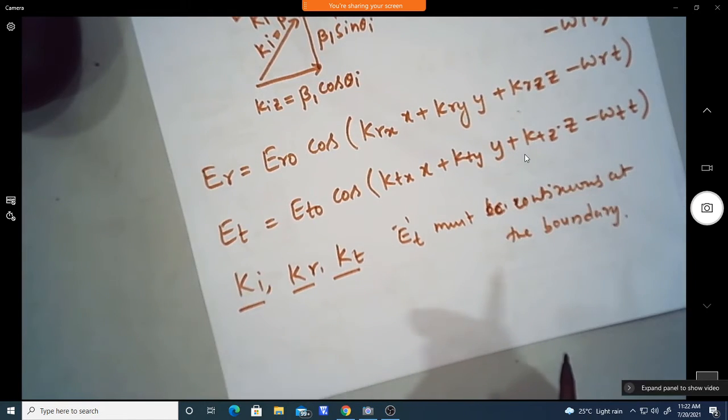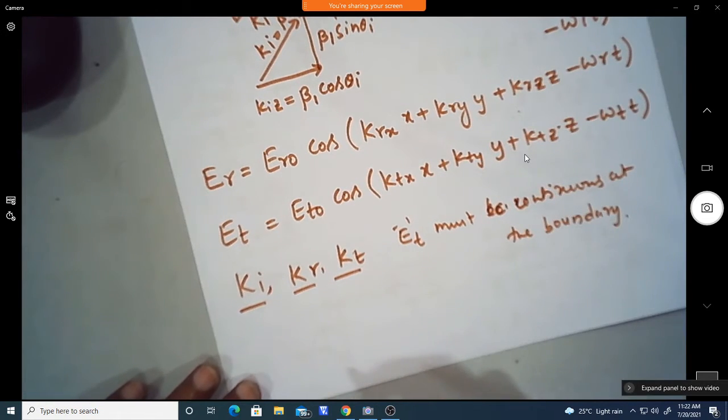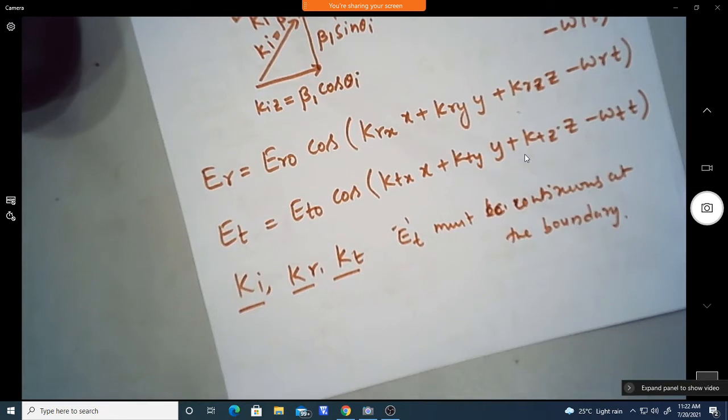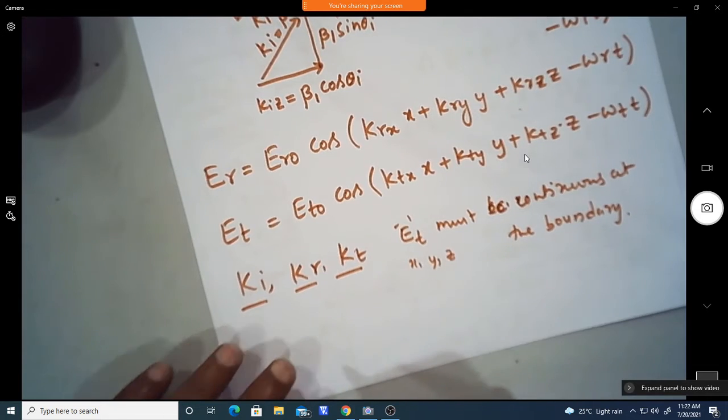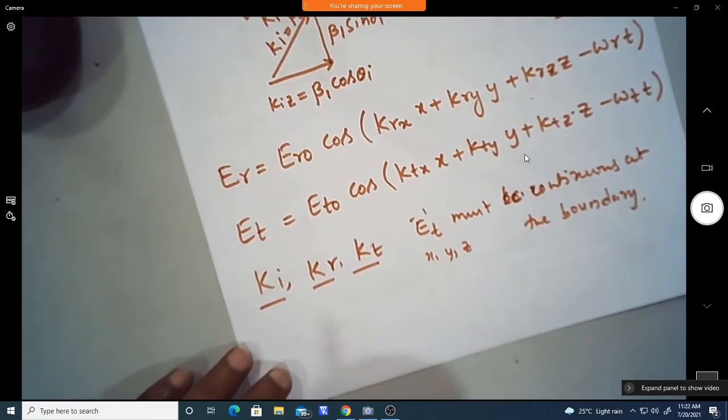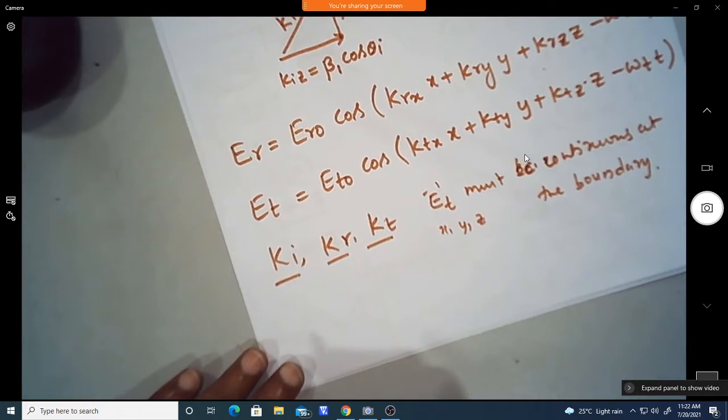So this condition needs to be satisfied. The tangential components of the E must be continuous at the boundary. Now, if you want to satisfy this condition for all values of the x, y, z components, we need to consider some conditions. What are all those conditions?